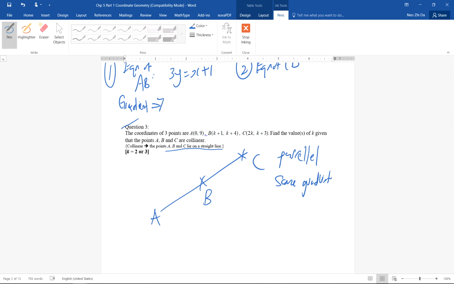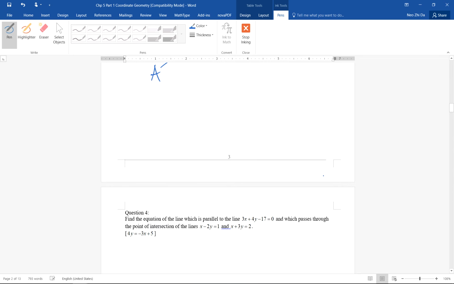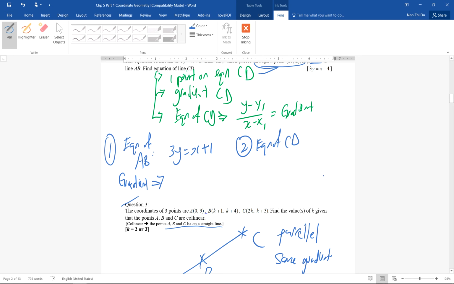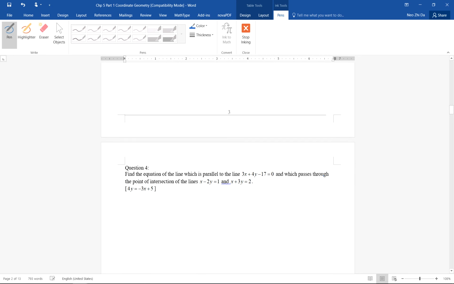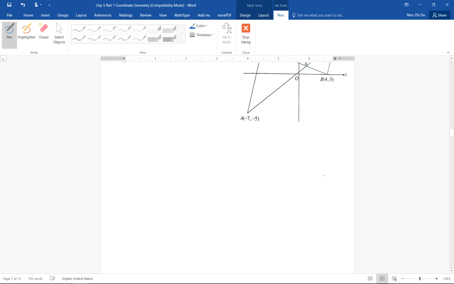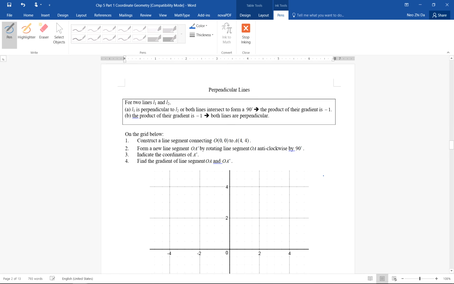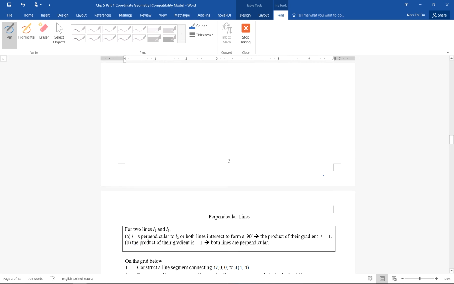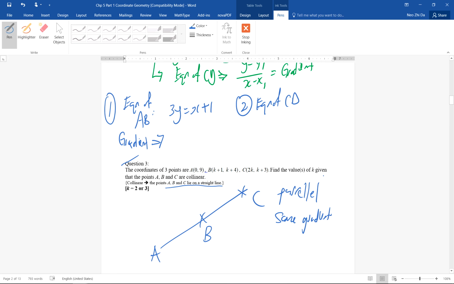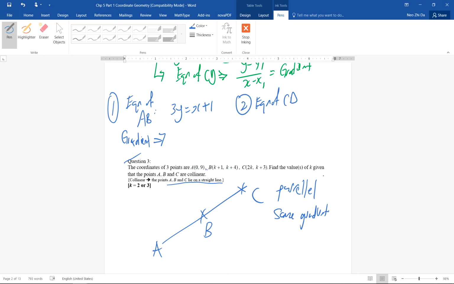So these 2 will be your homework for Tuesday. Then on Wednesday, I'll go through the working for 2 and 3. After which we'll move on to 4 and 5. Then I'll move on to a new topic called perpendicular lines. I'm going to send you the question paper for part 1 and also part 2. If you can, print it out.